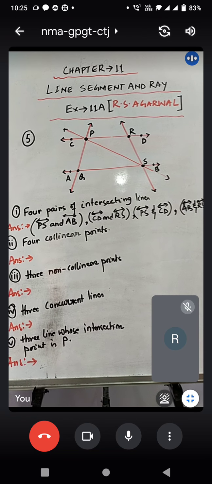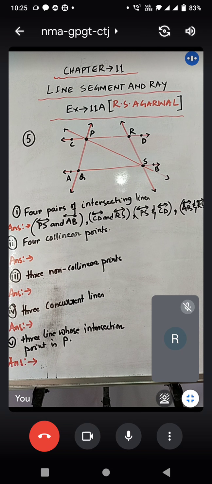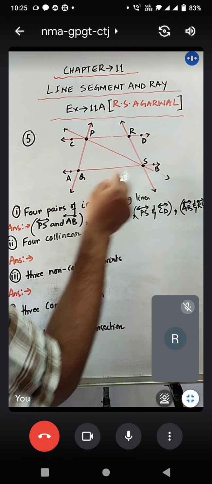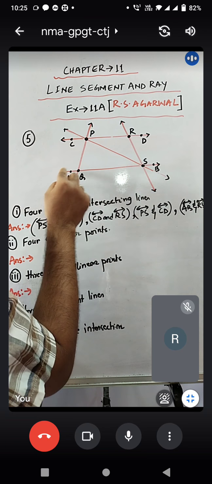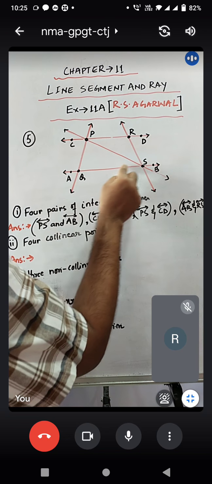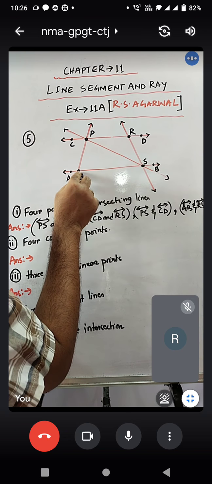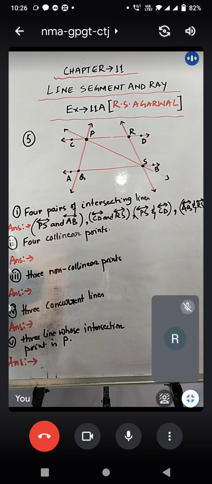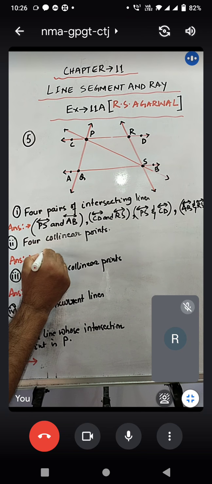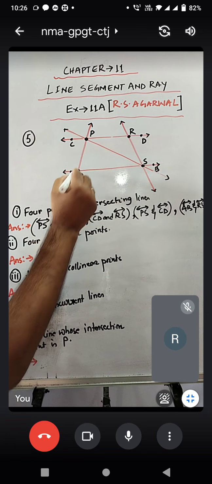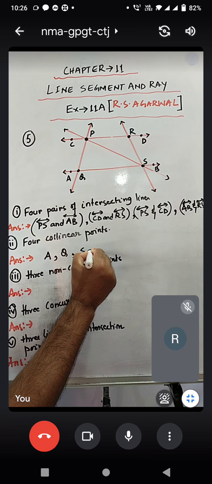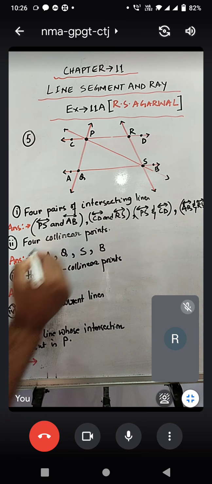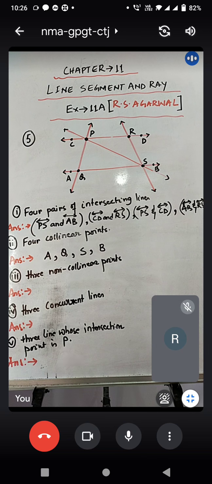Now, 4 collinear points. What are the 4 collinear points? They are A, Q, S and B. They lie on the same line. So we'll write those points: A, Q, S and B. These are the 4 collinear points.